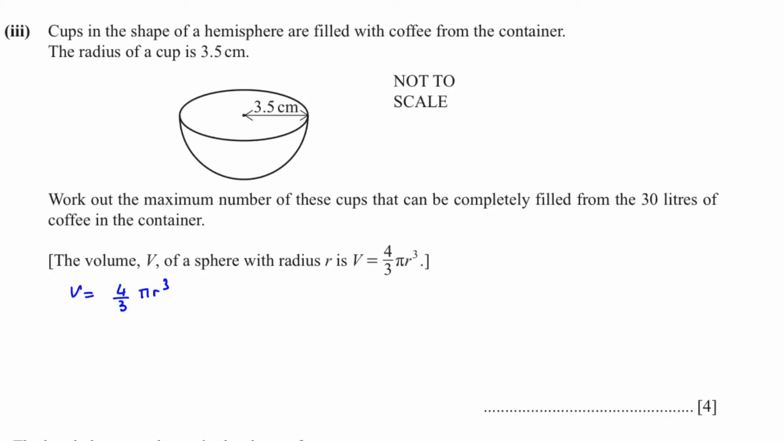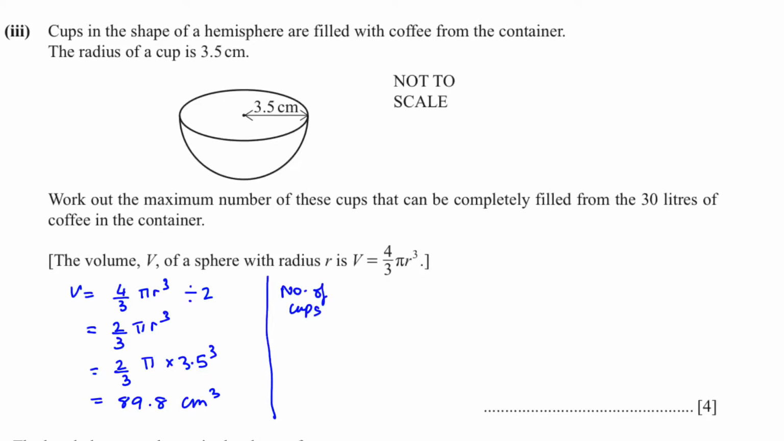To find the volume of a hemisphere, we divide by 2. You can either solve the whole equation and then divide by 2, or you can divide 4 over 3 by 2 and you will get 2 over 3 pi r cube. Now replace the r with 3.5 and we will get 89.8 cubic centimeter, rounded to one decimal place.